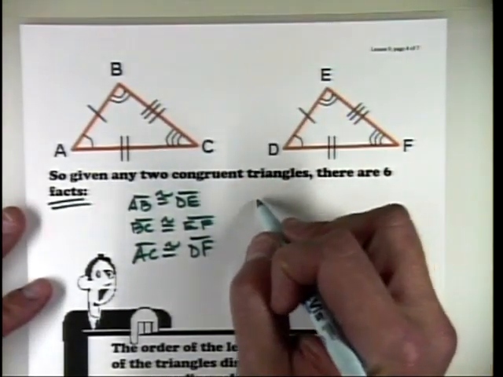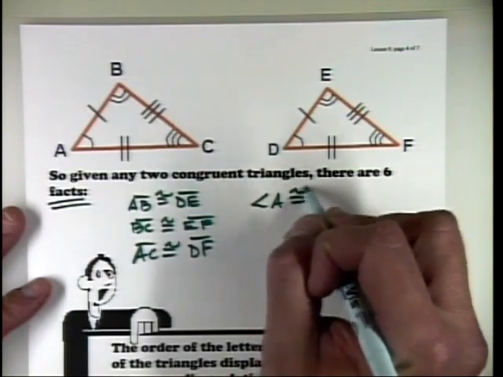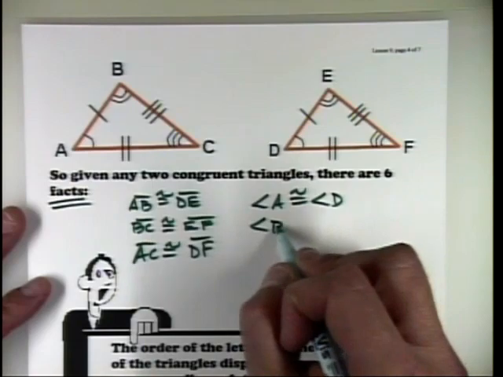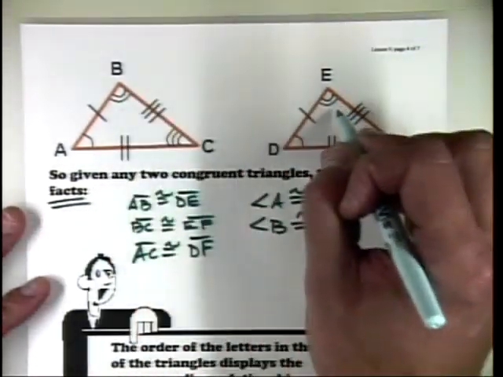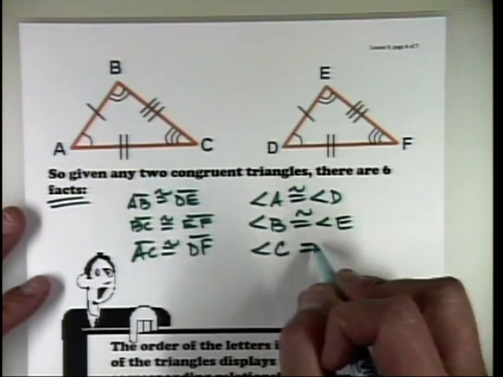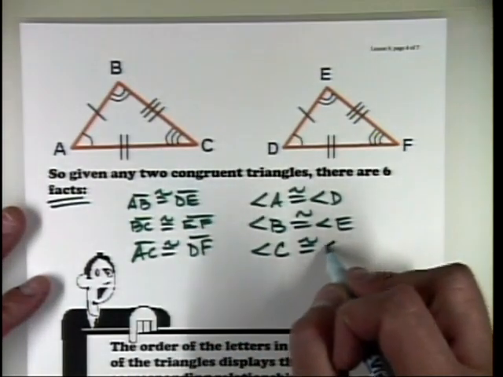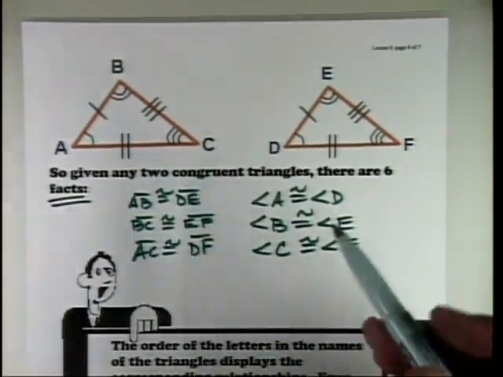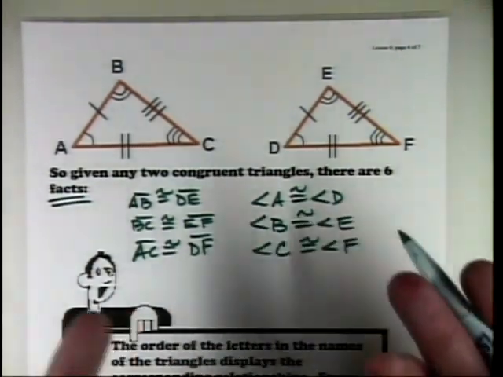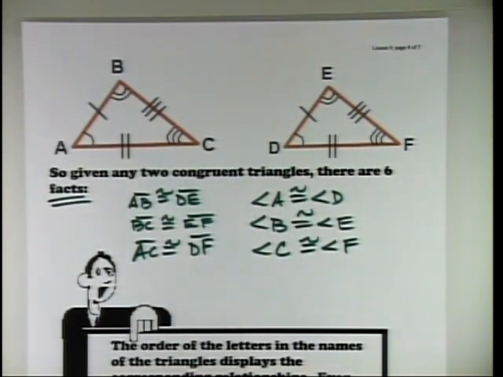We also know then that angle A would be congruent to its corresponding angle, angle D. Angle B would be congruent to its corresponding angle, E. And finally, angle C would be congruent to its corresponding angle, angle F. All right? 6 pieces of information, 6 facts about congruent triangles. So all we have to do to show that two triangles are congruent is show all 6 of those things. That's a lot of work.